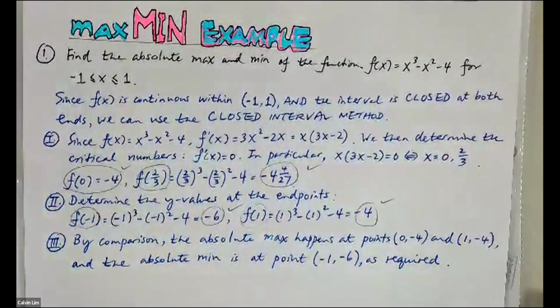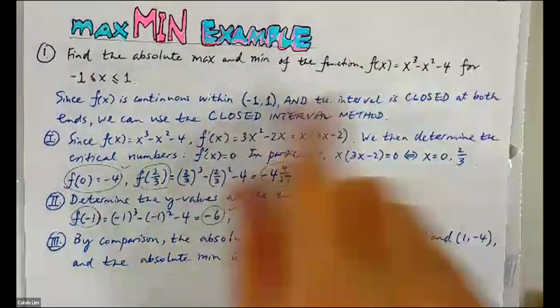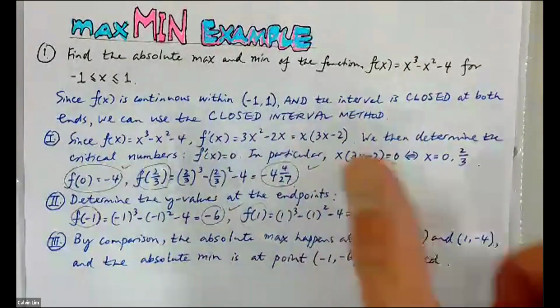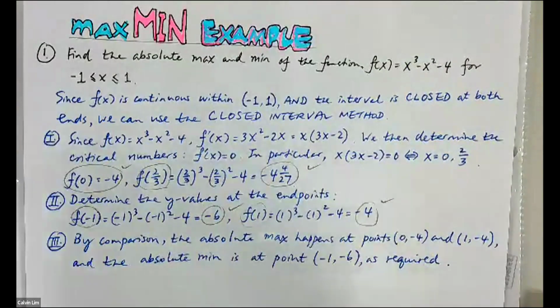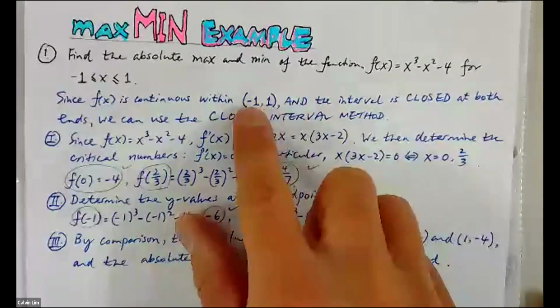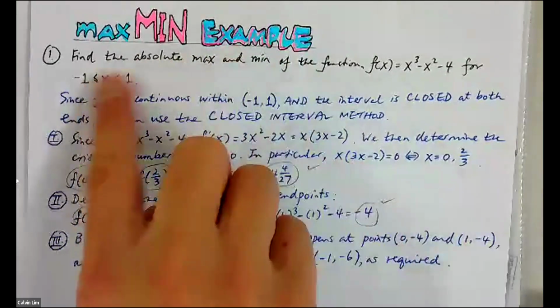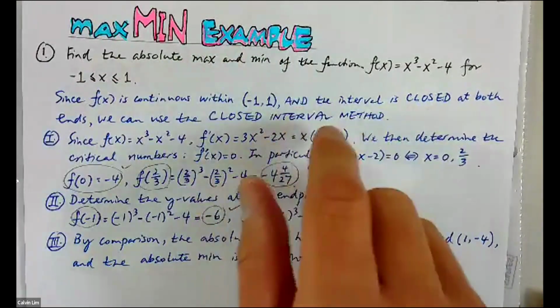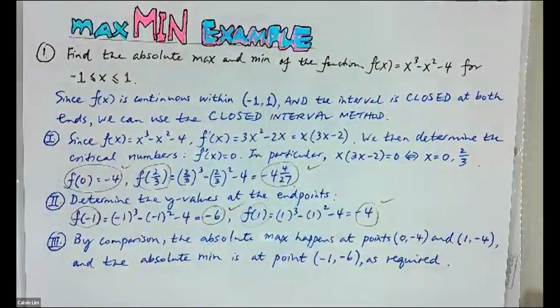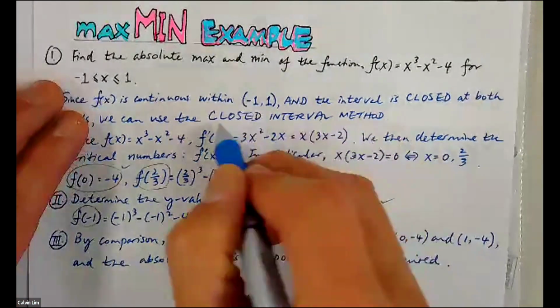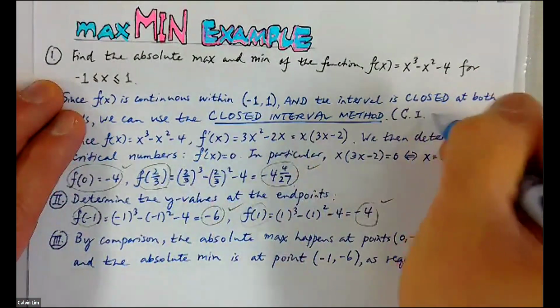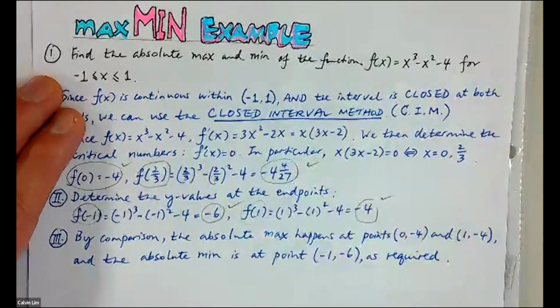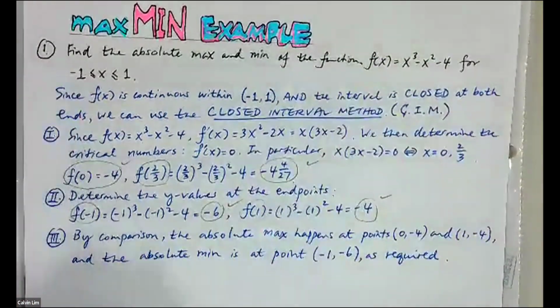So quite straightforward. If the function is continuous within that domain throughout, no gaps, no point discontinuity, no vertical asymptote, and if the interval is closed at both ends, use the CIM, the closed interval method, what I call CIM. You can use this abbreviation moving forward.